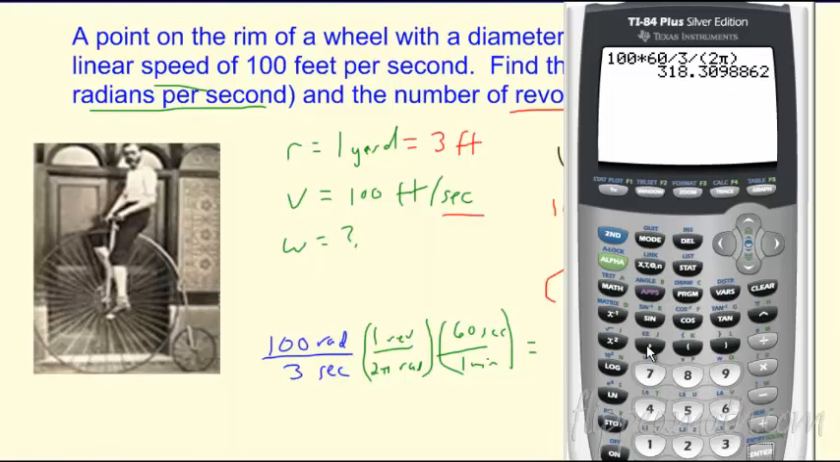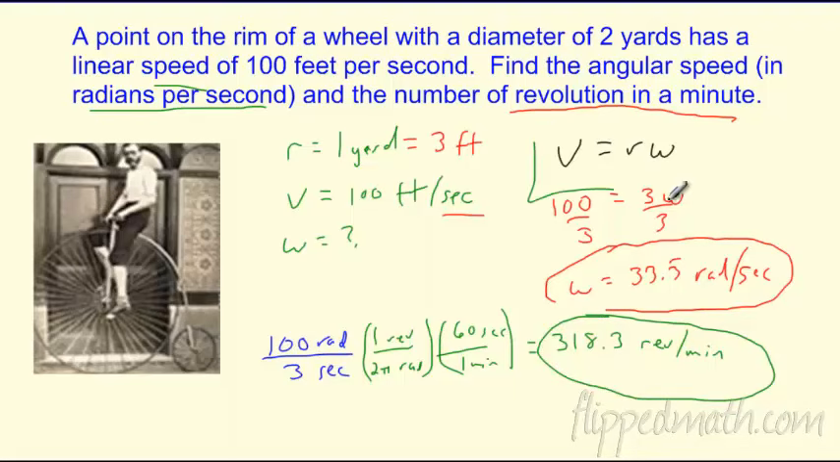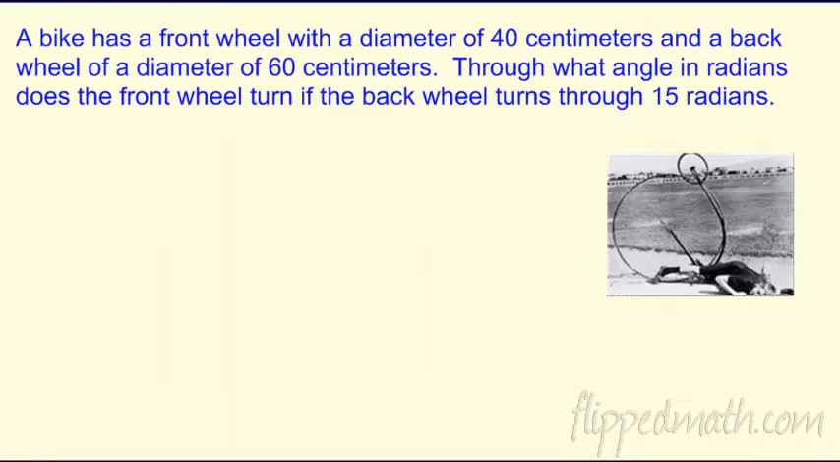And it looks like I am getting 318.3. What was that? That should be revolutions per minute. Excellent. So a little dimensional analysis there and a little formula. That was a really fun one. I enjoyed that. Awesome. Moving on.